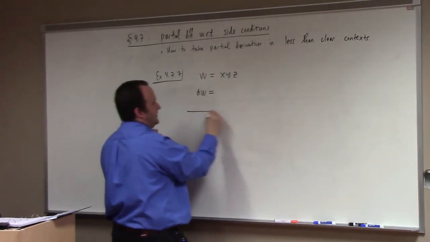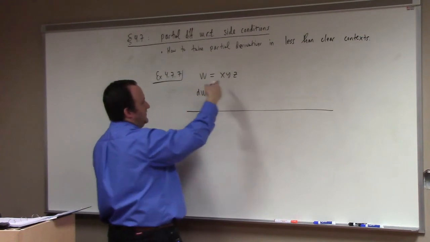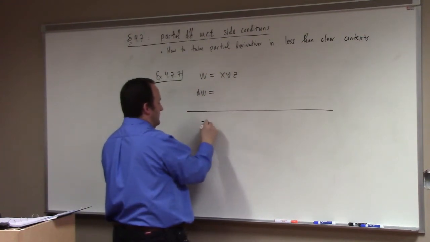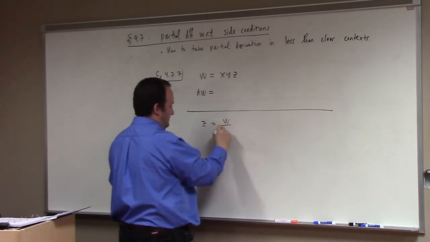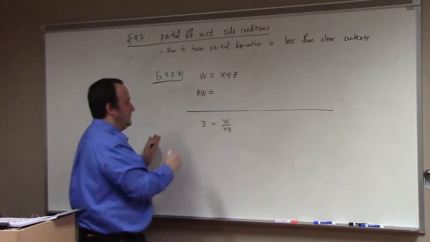We can also solve this for z, right? Z is equal to W over xy. We can also calculate that, and we could calculate dz.